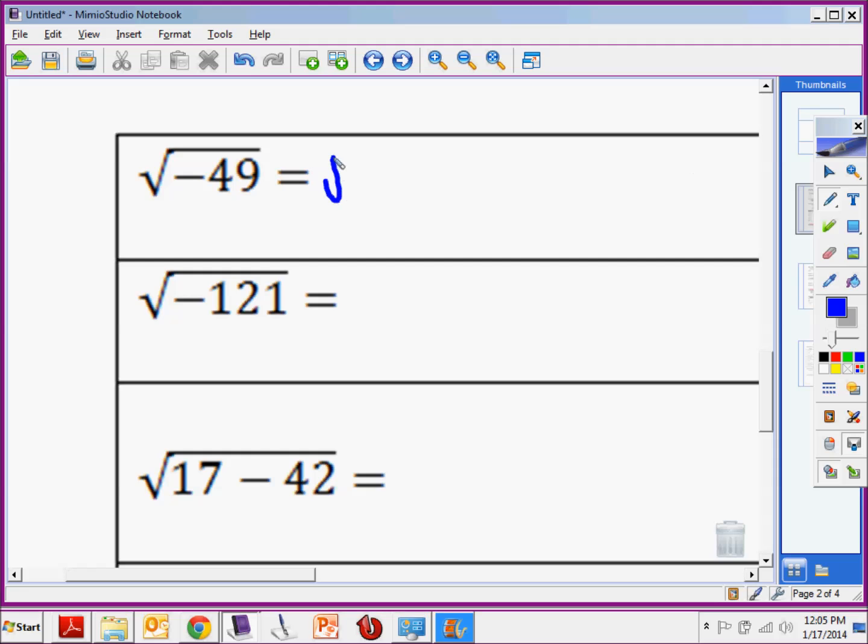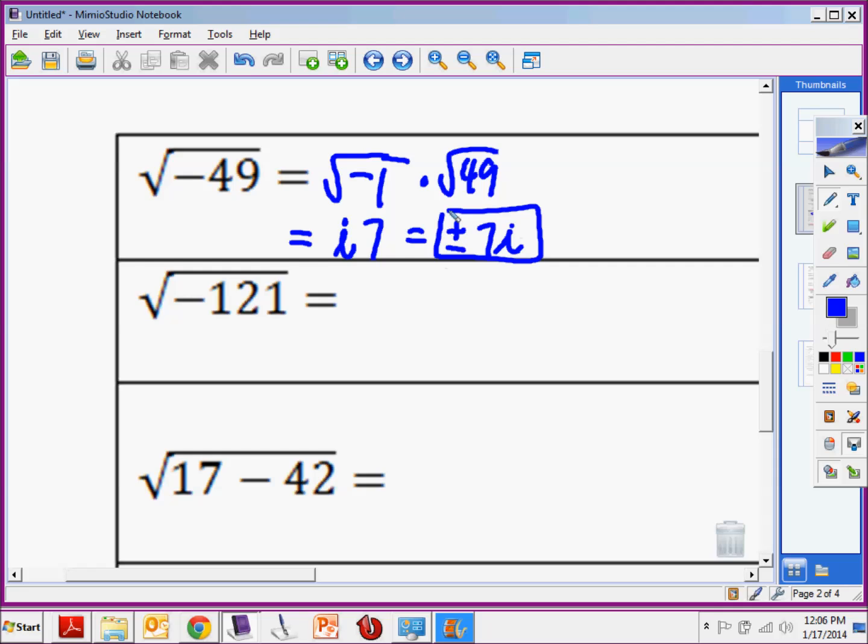Separating your negative, it would be negative 1 times the square root of 49. Because it's multiplication, you can separate them. And we know that the square root of negative 1 is what? What's the letter? I. The square root of negative 1 is i. And what's the square root of 49? 7. So your answer is plus or minus 7i.